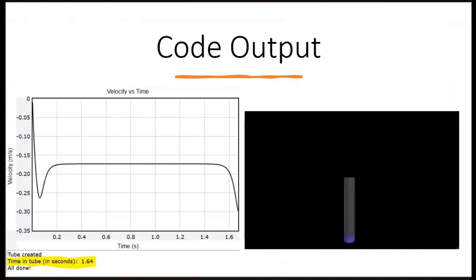Here's the output of the code. So we were modeling the bar magnet falling through the tube of aluminum foil. And you can see the time in tube was 1.64 seconds, which is slightly different from what we measured in the lab. As far as the shape of the velocity versus time graph, you can see how the bar falls very quickly at first, then drops sharply due to the sudden resistance of the foil, then levels out into a balance between gravity and the resistive force of the foil until it eventually is at the end of the tube.